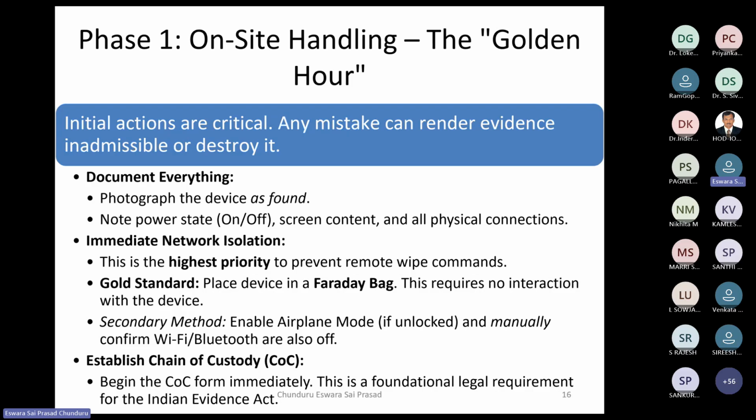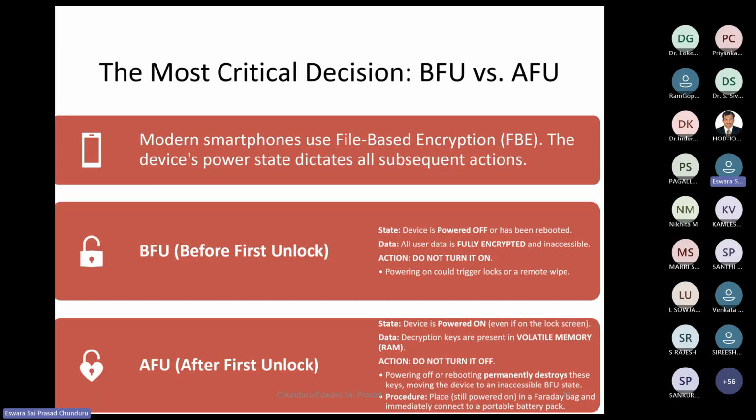And then we have to establish a chain of custody immediately for the legal process. And the most critical decision comes from before first unlock and after first unlock. This is because modern smartphones use file-based encryption, called FBE. This depends on the power state and subsequent actions. Before first unlock means the device is powered off or just rebooted, so all user data will be fully encrypted and inaccessible.